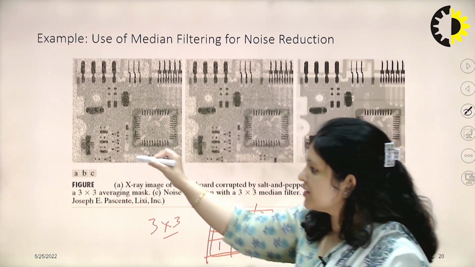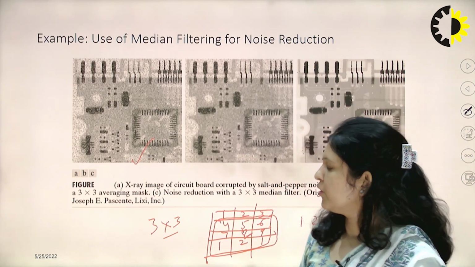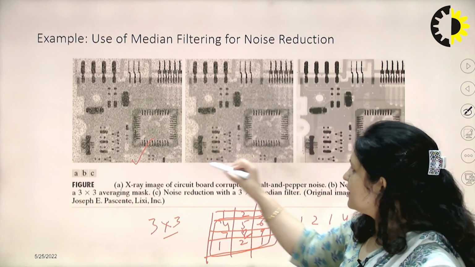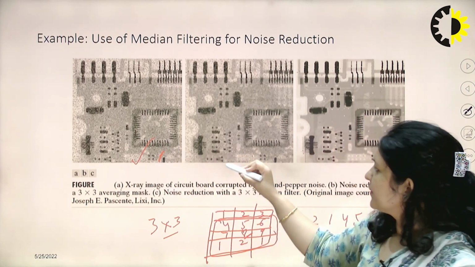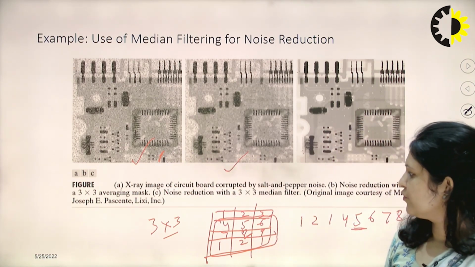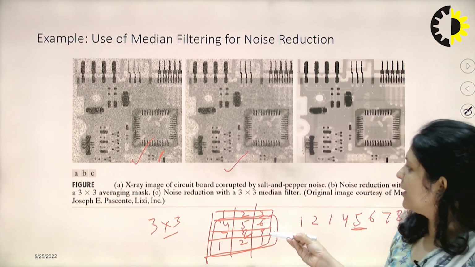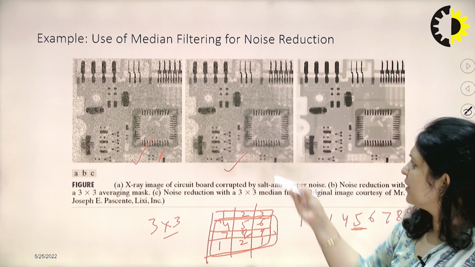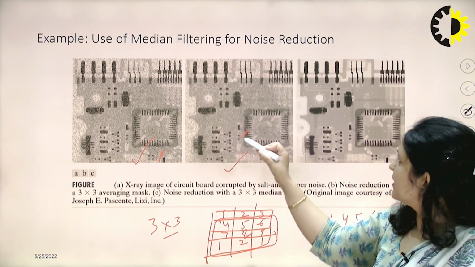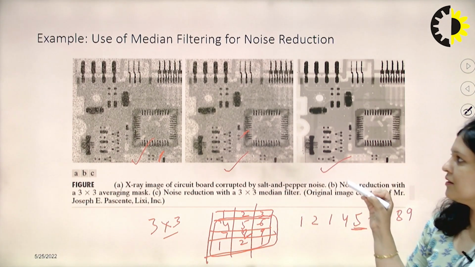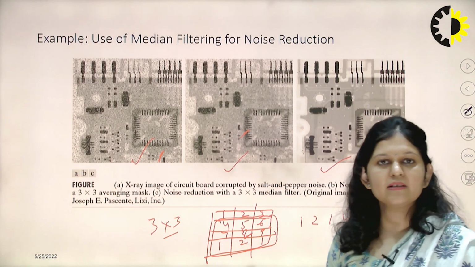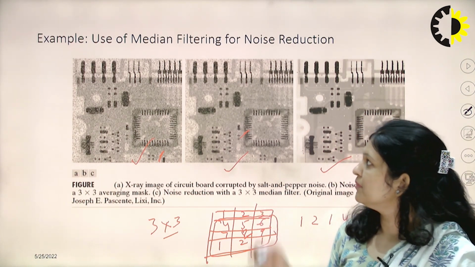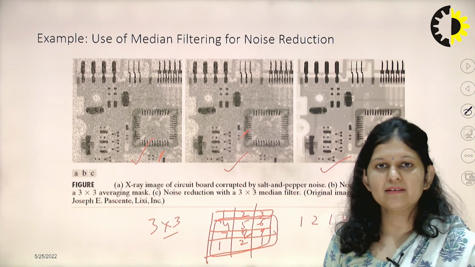If this is an image which has noise, this is a salt and pepper noise over here. Here we applied the weighted average filter, the averaging filter, which is also of the same kind, 3x3, but it's an external filter. It's removing the noise, but it's getting blurred. This is the result of the median filter. So in comparison to the weighted average filter, the median filter is giving us better results.